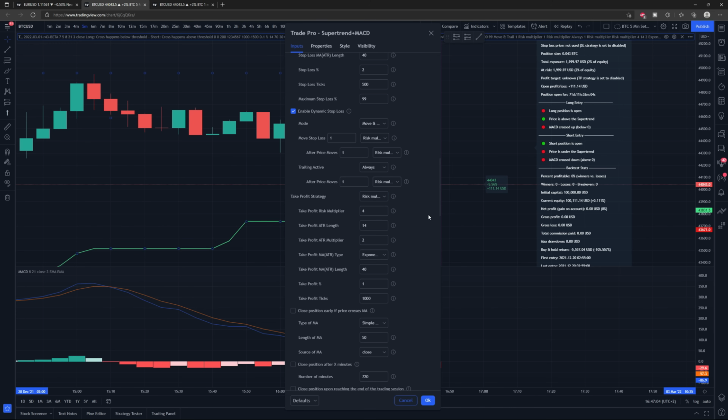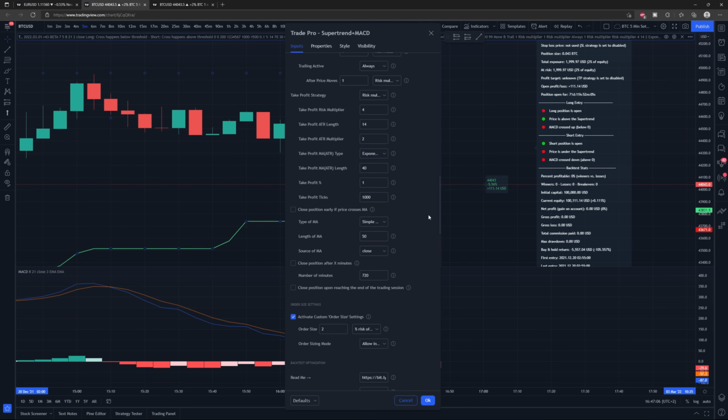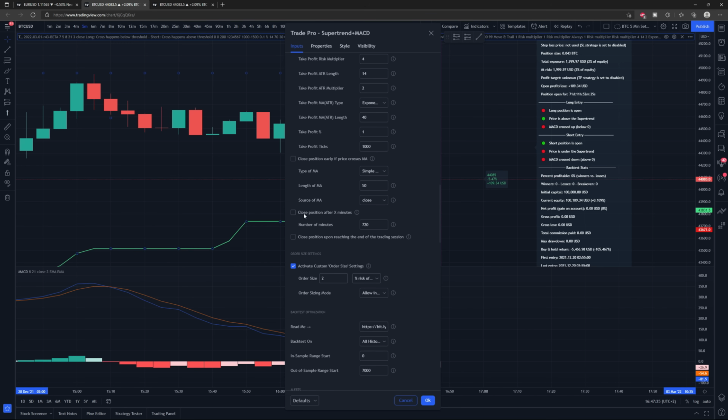Okay. And there's these other options as well down below, which we have had on the other trading scripts, so I'll quickly go through them. You can close the position early if the price crosses a certain moving average. So let's say if price goes under the 50-period exponential moving average, you want to exit your long position. You can have it do that. You can have it close after a certain number of minutes or close your position upon reaching the end of the trading session, which you will have to set what that trading session is.